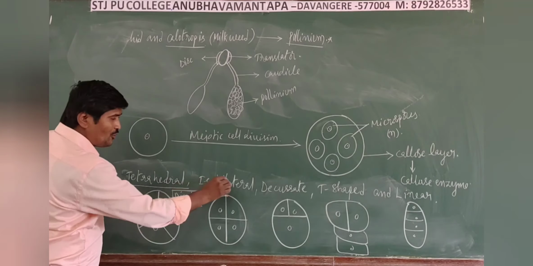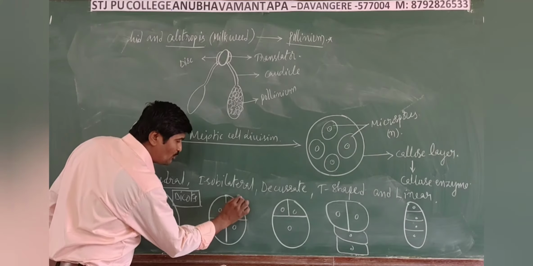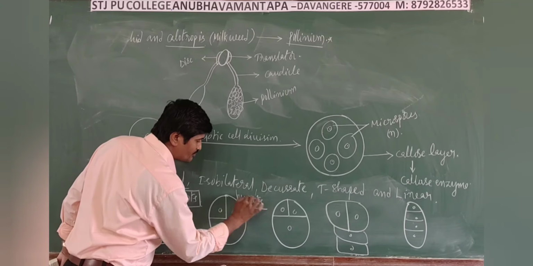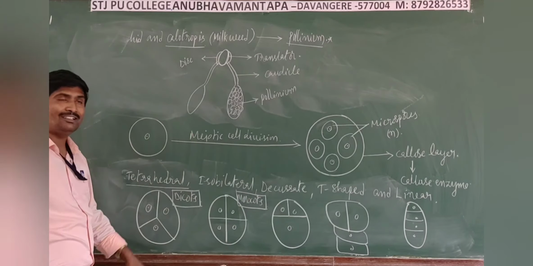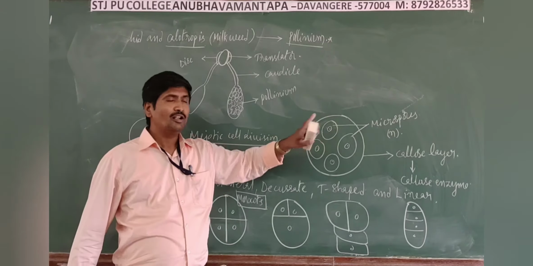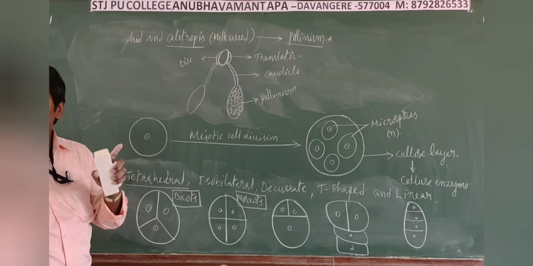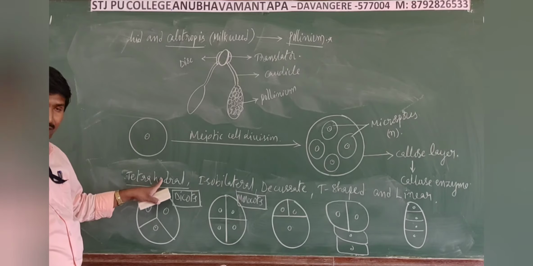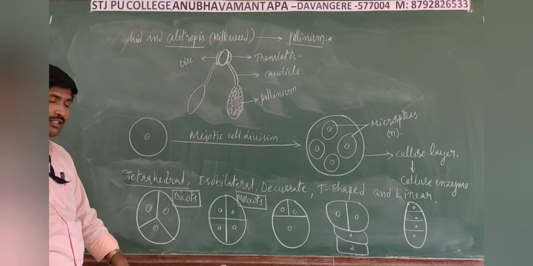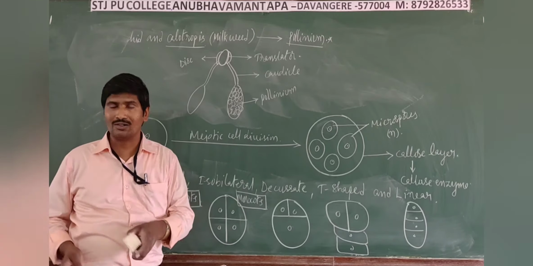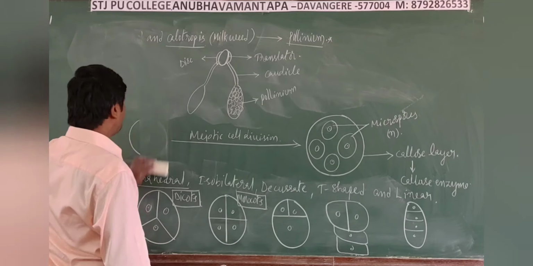Next one, isobilateral. It is found in monocots. This is the arrangement of the microspores in a tetrad. The most common type is tetrahedral, found in dicots. Isobilateral is found in monocots.